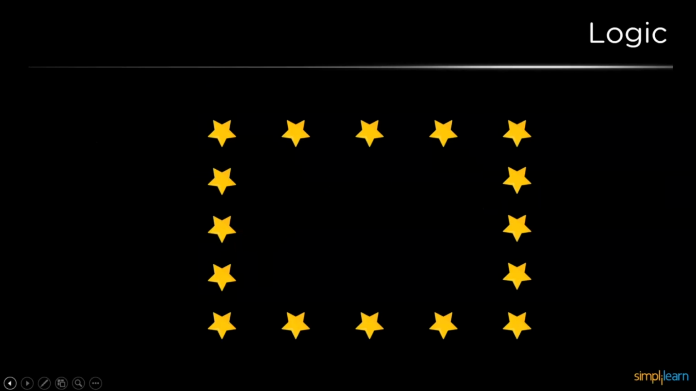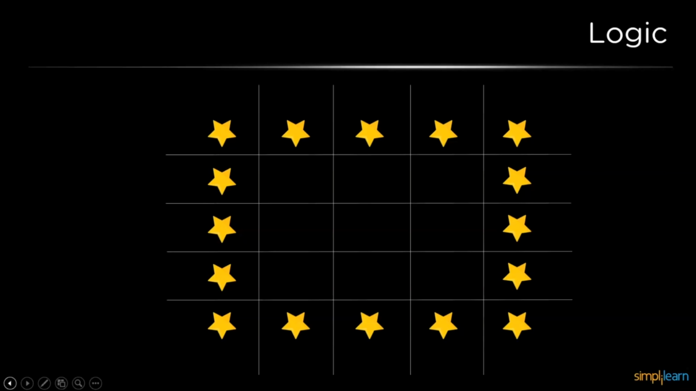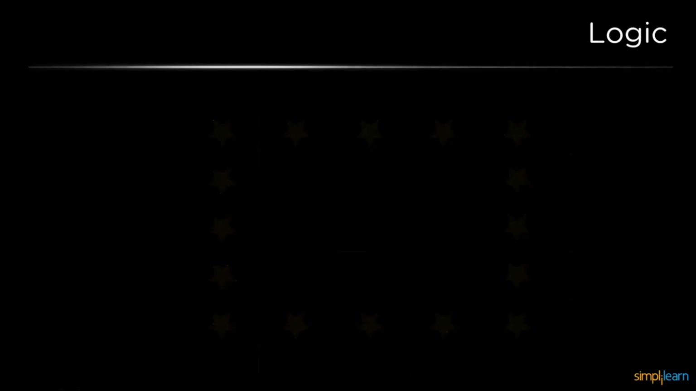In this pattern, the number of rows and columns must be equal. The only change is that the first row will have 5 stars, and the next row will have 2 stars and 3 spaces in between, and similarly the third and fourth rows, and the fifth row will have 5 stars. So now let's have a look at the code.